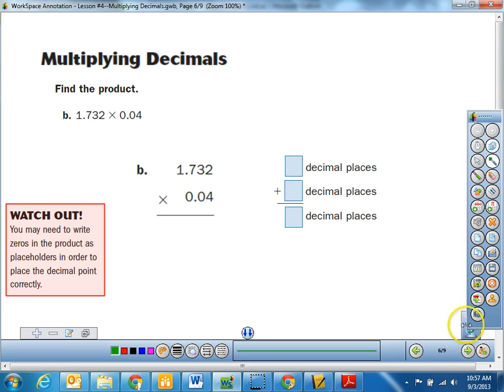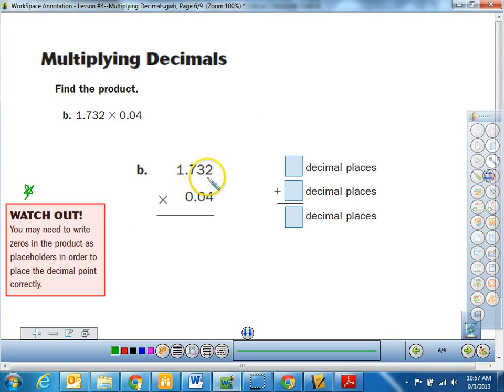We're going to do one more together. And this one we have a little something to watch out for here. We're going to be doing this just like we did the other two. But here we need to make sure we write zeros in the product as placeholders in order to place the decimal point correctly. So we need to just watch out for zeros. With decimals, zeros can kind of mess us up a little bit.